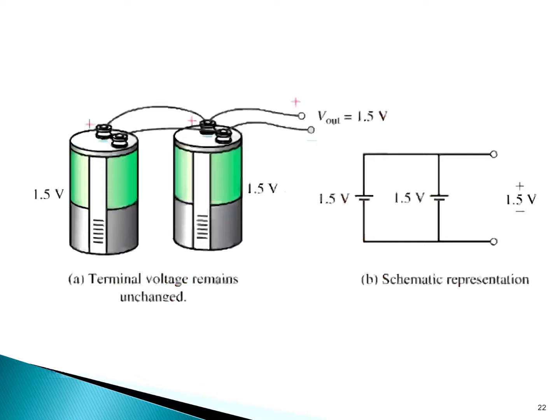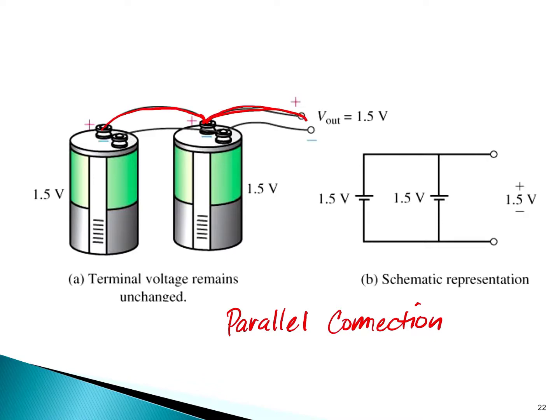So here's where we look at the parallel connection. This would be called a parallel connection, and this is where we have the batteries connected positive to positive. If we had more batteries connected in parallel, we'd just continue to connect all the positive leads together and then all the negative leads together, and it would be a parallel connection.